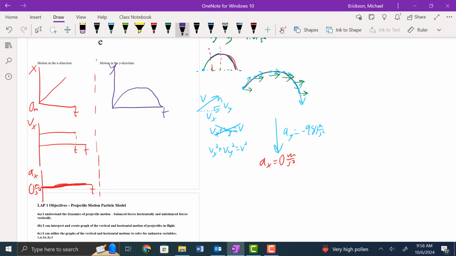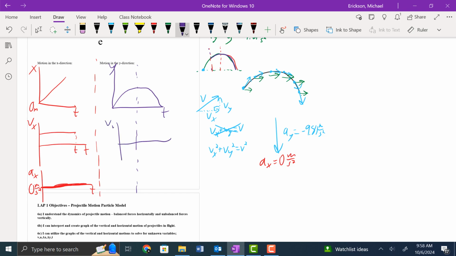Now let's just break down what's happening here. This first half, this object is slowing down in the positive direction and then speeding up in the negative. And that makes sense, hopefully. So you throw an object up, it's slowing down, and then once it comes back down, it's going to speed up again. So that's what this is showing. And this would be a perfect parabola.